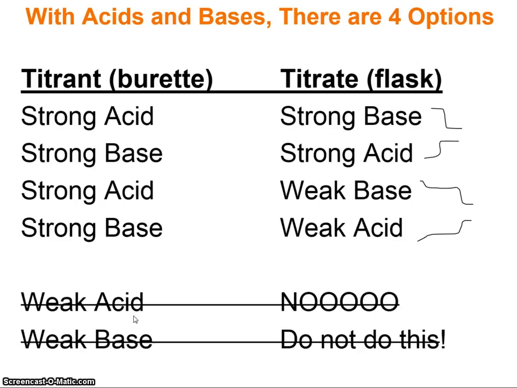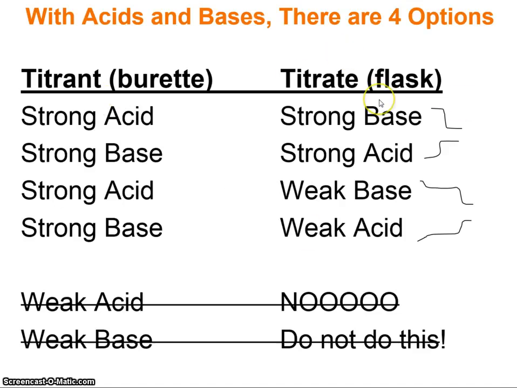All right, so with acids and bases, there are 4 different options, right? Depending on what I've got in my burette and what I've got in my flask. What's in my burette is usually what's going to determine the type of titration I'm going to do. So if I do a strong acid or a strong base titration, that's going to refer to the titrant, because that's the thing you know the most about, right? You know the concentration of the titrant, you know what it is, and you measure how much you add in.